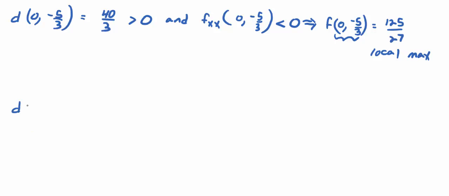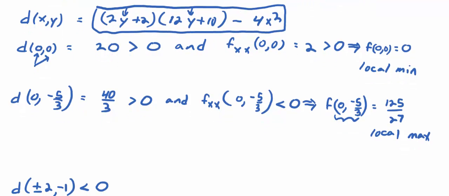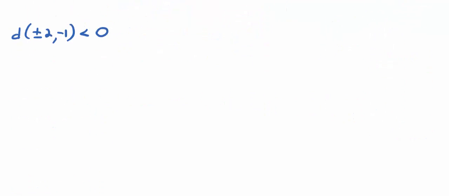Finally, when you take D of plus or minus 2, negative 1, you can do both critical points at the same time because you'll get the same value. You get something actually that's less than 0. And you can see that if you go back and look at D. If you plug in negative 1 for y, these first two factors zero out, because this first factor will be 0 times the second factor makes 0, and you'll be subtracting off a positive number. It's got to be negative. And when that happens, you've got yourself a saddle point on that graph.